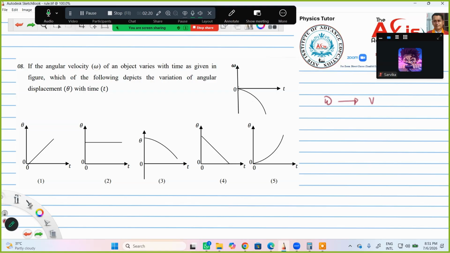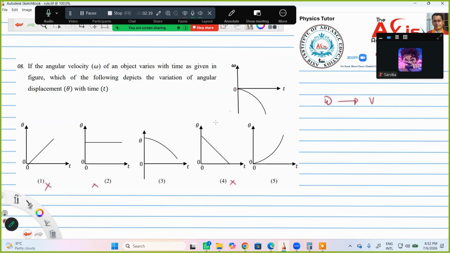So it should start from zero. Here the velocity is zero, so the graph should be parallel to the x-axis. If you draw a tangent, it should be parallel with the x-axis. Since this is a curve, these two are not possible. This is also not possible.